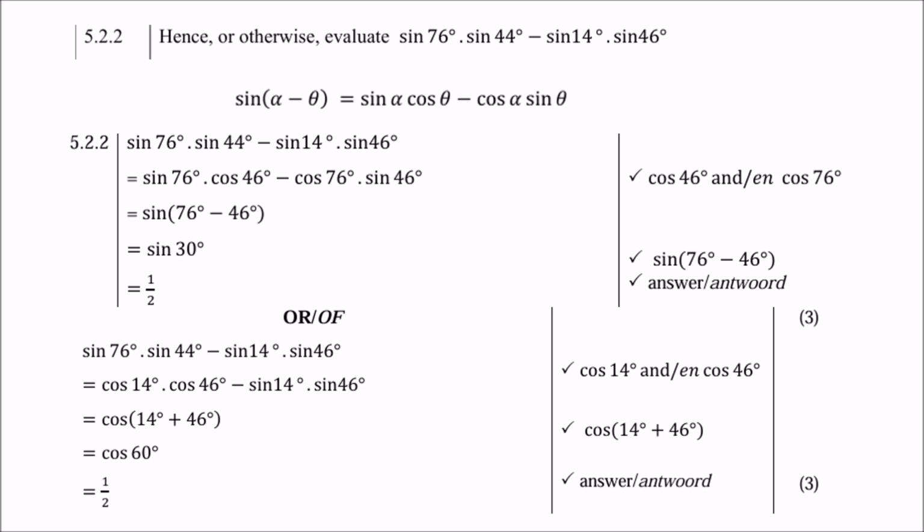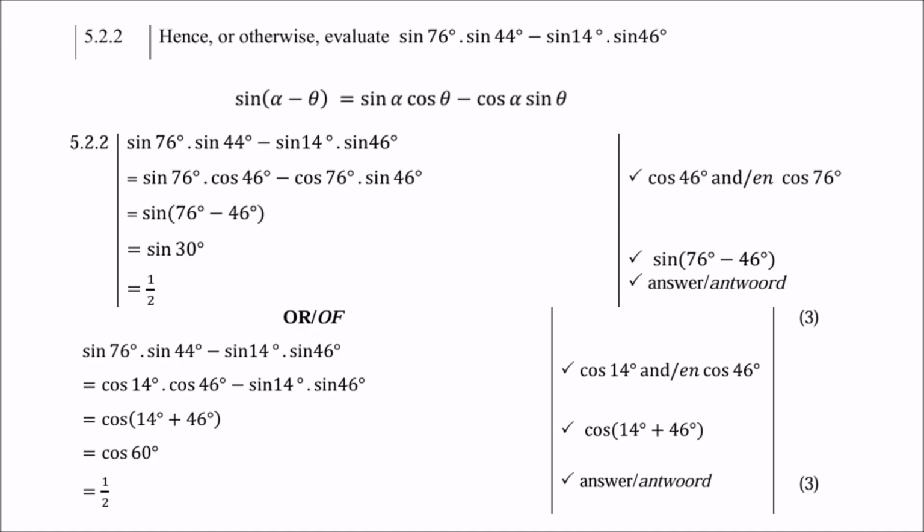Remember, the idea is to have the same angles throughout. Remember, you must have the same alpha and you must have the same theta. Now alpha is 76 and theta is 46. It wasn't like that originally. Remember, the angles were 44 and 14. So I had to change that to suit the identity. I hope it is clear now. Then do the reverse of the compound angle, so you can write it back as sine of 76 minus 46. It gives you the sine of 30, which of course is a half.